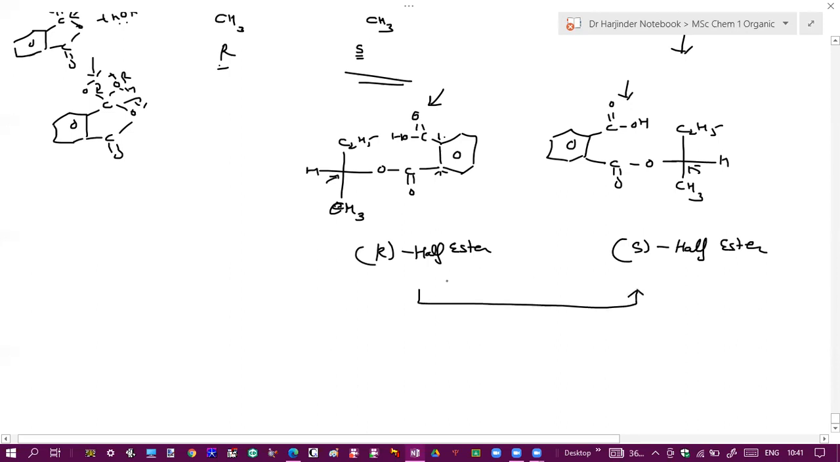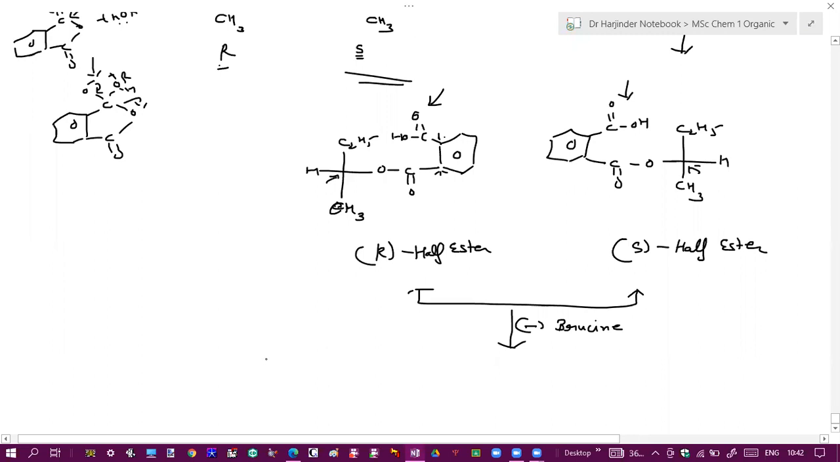So you have this enantiomeric mixture. Now what resolving agent should we use here? Acidic or basic resolving agent? Basic. Basic resolving agent. And suppose we use optically pure negative brucine. Okay, we use negative brucine.